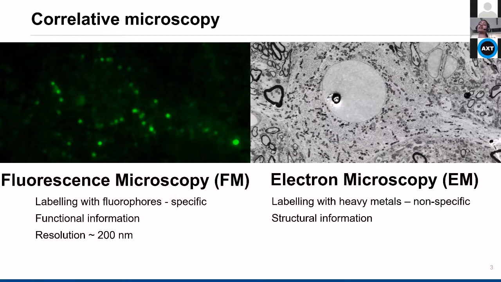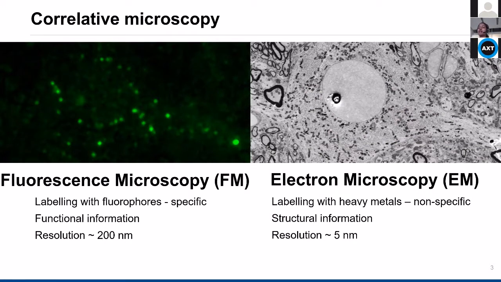By labeling a sample with heavy metals, which is a non-specific labeling because it attaches to a lot of parts within the biological specimen, it's possible to generate contrast in an electron microscope so that we receive structural information about the sample. The resolution in electron microscopy is of the order of 5 nanometers, sometimes better.